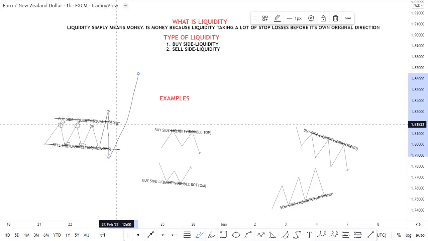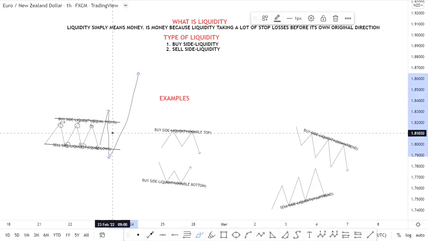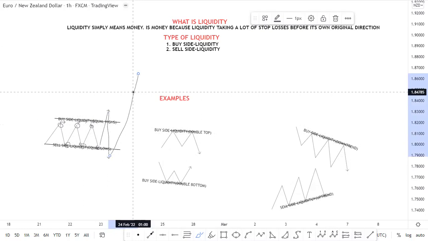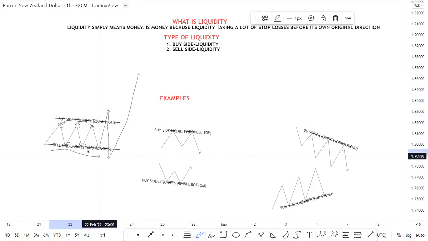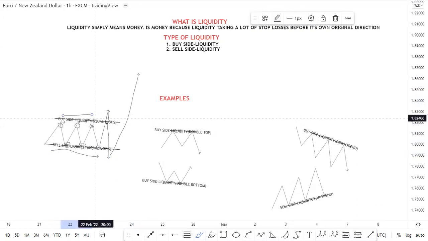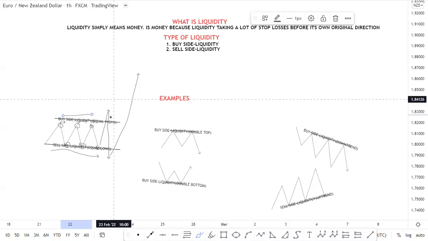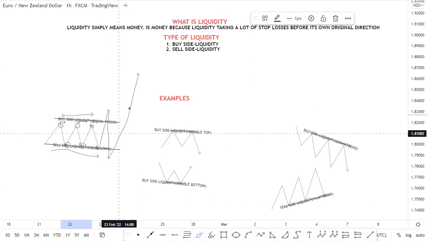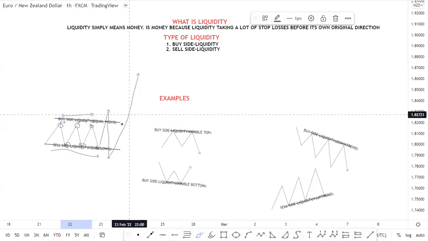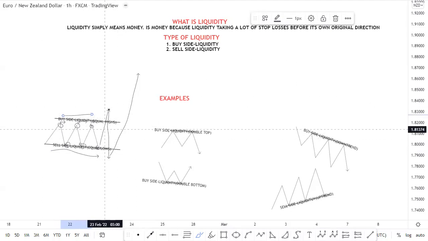When price takes liquidity, first it takes liquidity from the upside, then from the downside, and pushes to the upside. The psychology behind it is that it's going to take stop losses, because stop losses are below here. So it's going to push to the upside, taking all the stop losses before its own original direction. So if you are in an uptrend, this is how it will do. I hope you are getting me.